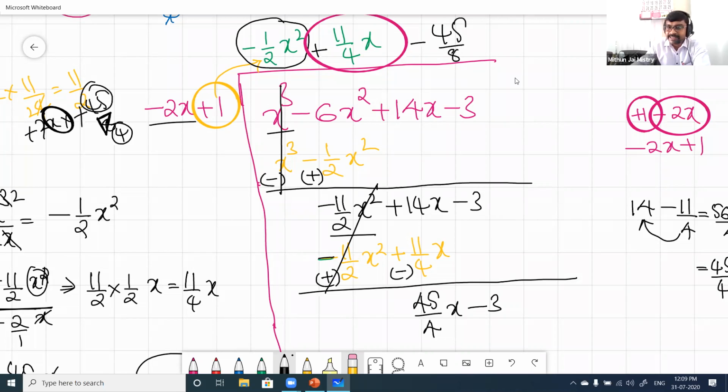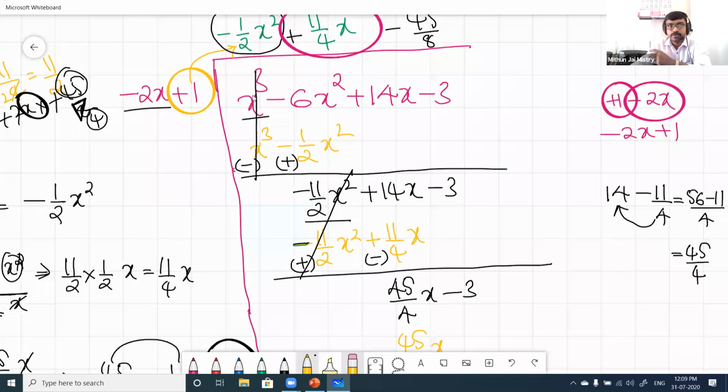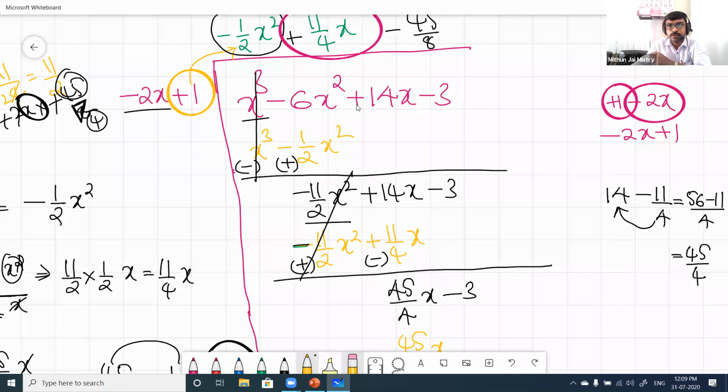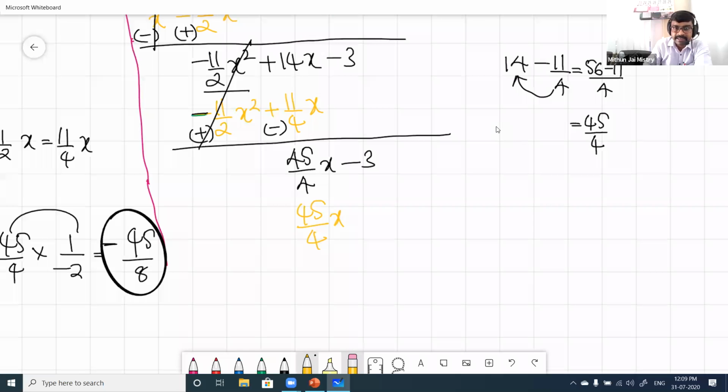Actually we will get the same first term, no? So we will be getting here 45 by 4x. That is the first term. Then what about the second term? Second term is 1 into minus 45 by 8. It will be again the same, minus 45 by 8. Next, please change the symbol. This will become minus and this will become plus.